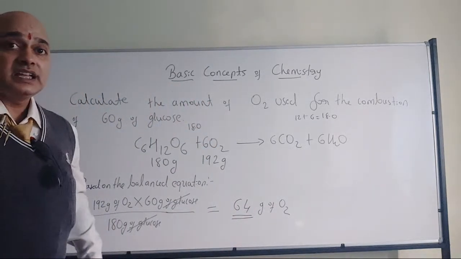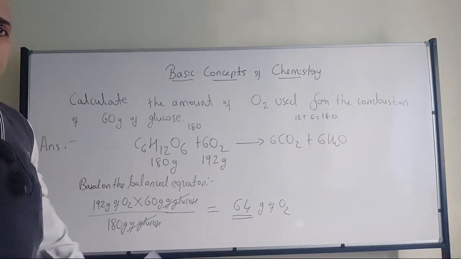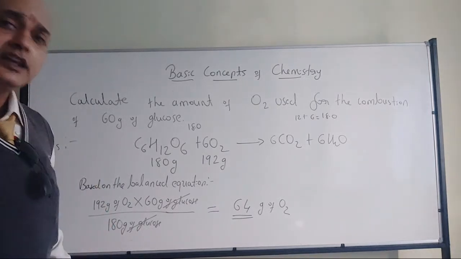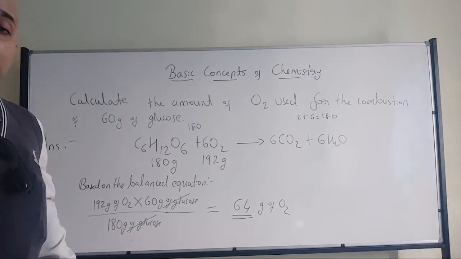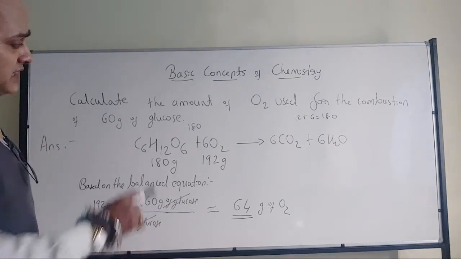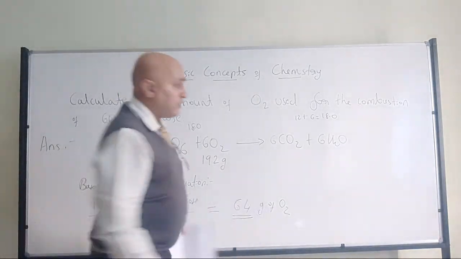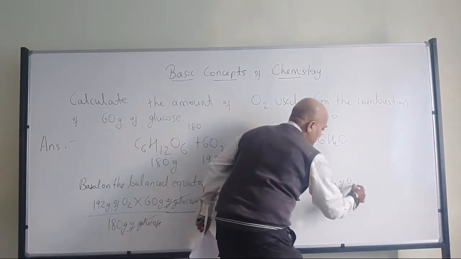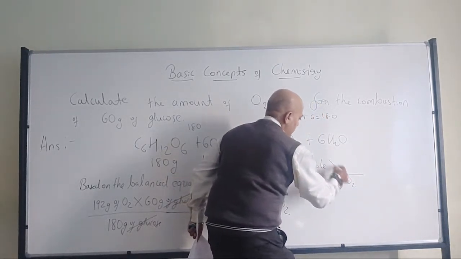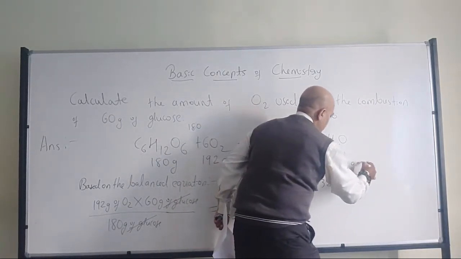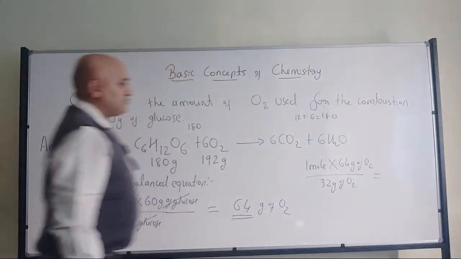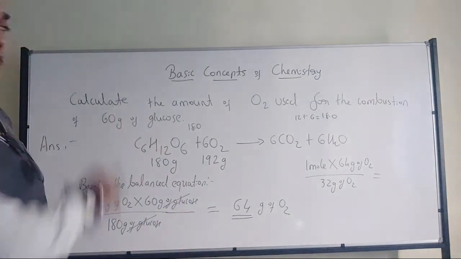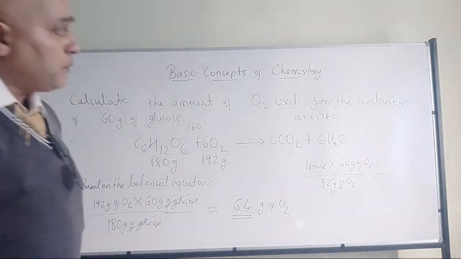You can stop here at 64 gram, or you can write it in terms of moles also. Since they have asked about the amount of oxygen, if you stop here, you are going to get the marks, no doubt. If they had asked about moles of oxygen, then you have to convert it into moles, based on the molar mass concept. 32 grams of oxygen corresponds to 1 mole. How much will be there in 64 grams of oxygen? Or straight away, given mass divided by molar mass.